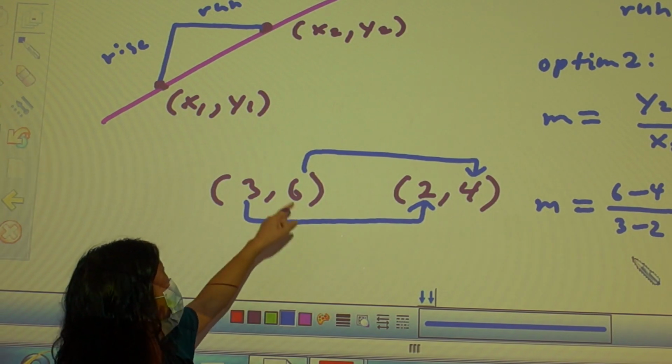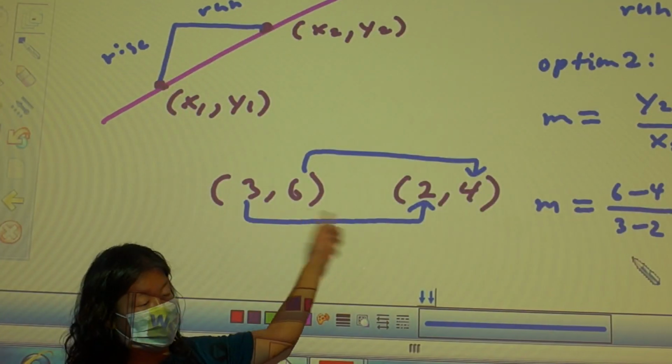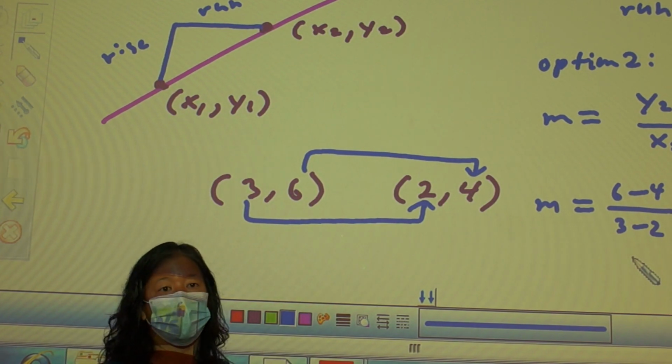So the slope might be negative. It could be negative if one is negative and one is positive.